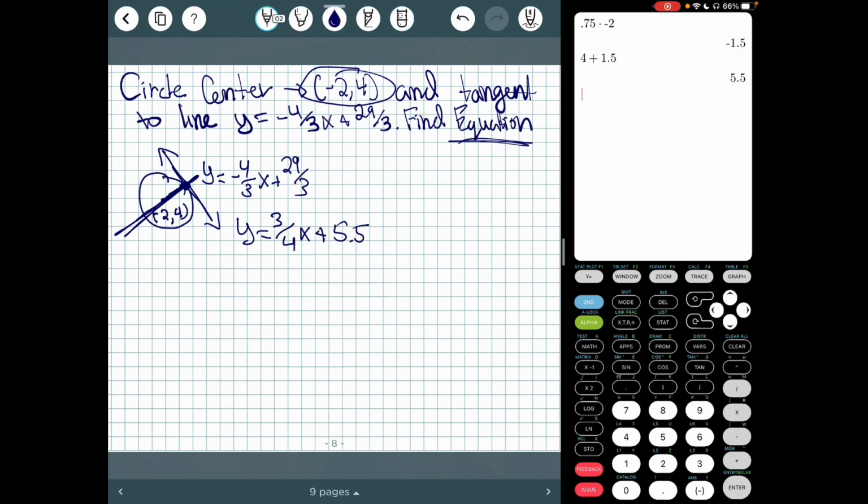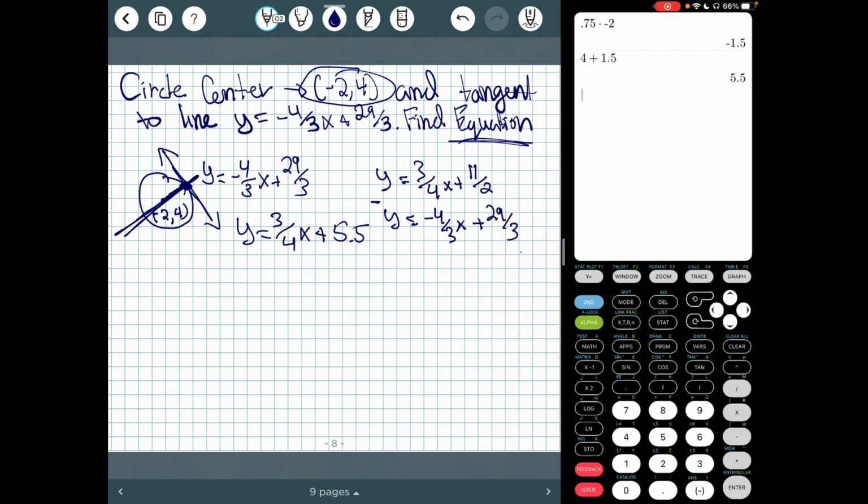Plus 5.5. Now what we have to do is find where these two intersect, right? Because that's going to be our point on the circle. So what we can do is use simple subtraction to get rid of the y's and solve for the x. So let's just rewrite these. y equals 3 over 4 x plus 5.5, which is the same as 11 over 2, so we'll write that to keep it with the fraction of the first line. And then y equals negative 4 over 3 x plus 29 over 3.